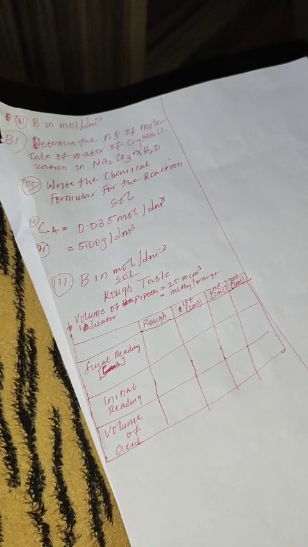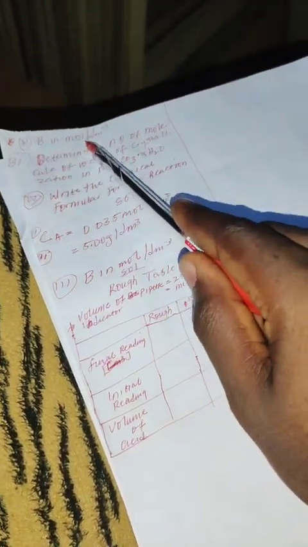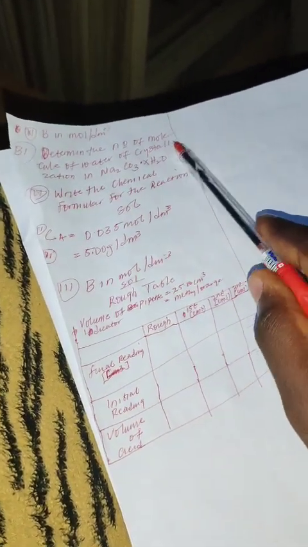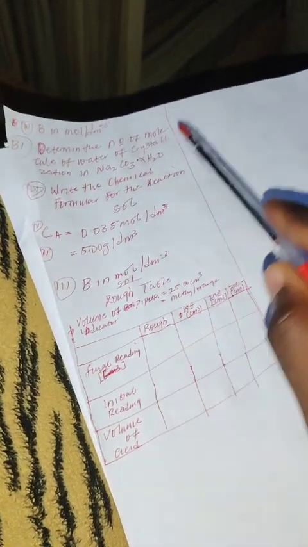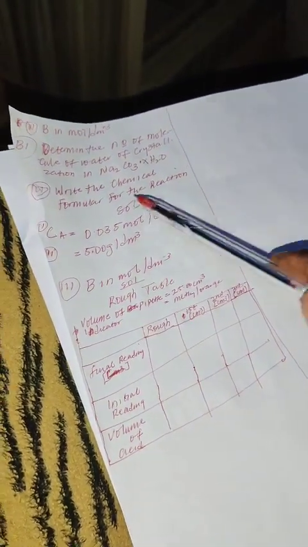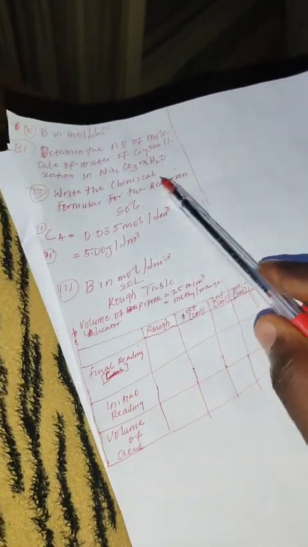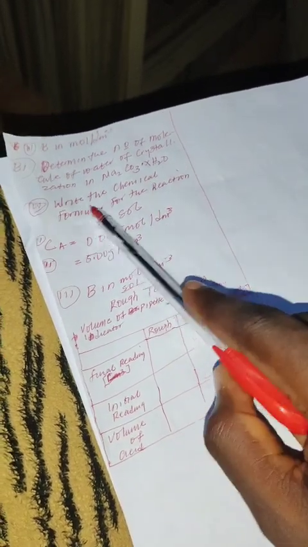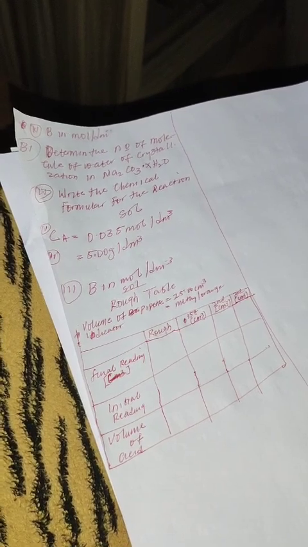And in the next question, we are asked to calculate the concentration of B in mole per dm³, and to determine the number of molecules of water of crystallization of the hydrated sodium trioxocarbonate(IV) and hydrochloric acid. Then we are asked to write the chemical equation for the reaction.